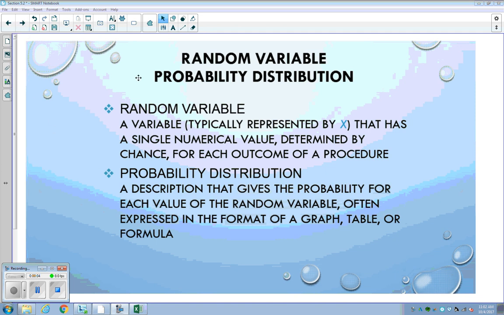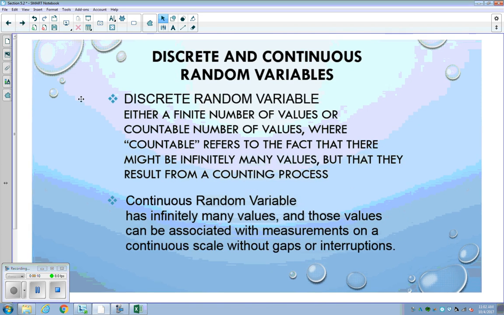Okay, so our random variables and our probability distributions, we're going to look at them mostly in a table form. Again, we go back to the vocabulary that we learned at the beginning of the course: discrete random variable, continuous random variable. What is the difference between discrete and continuous? Somebody give me examples.